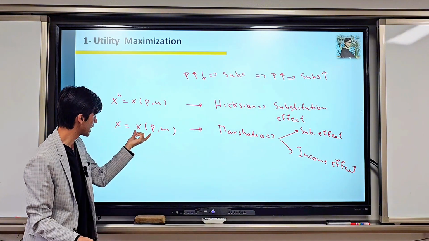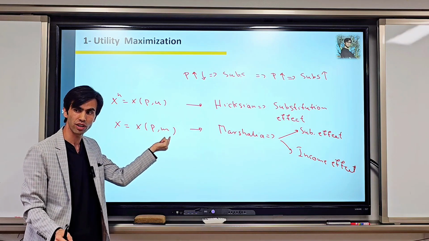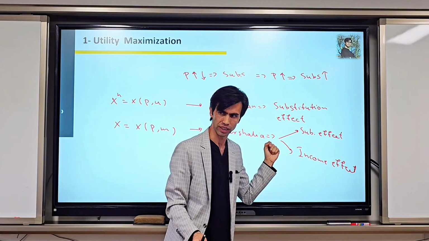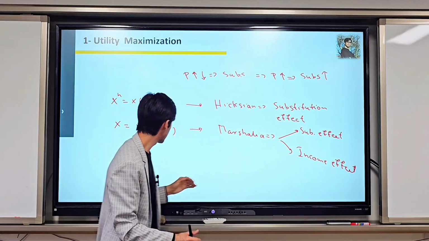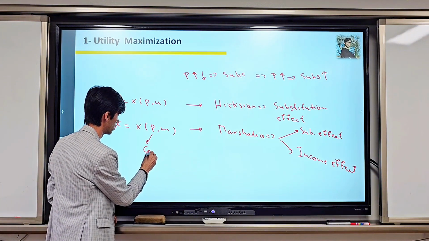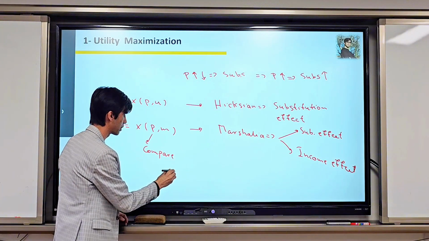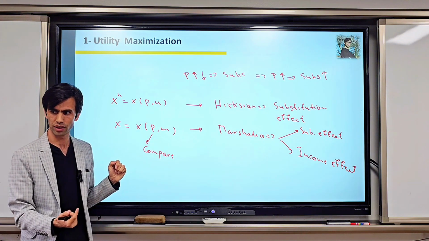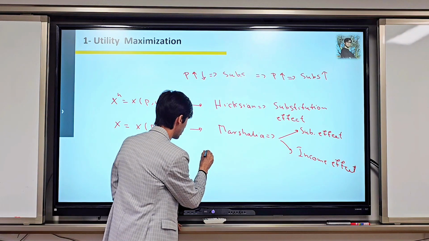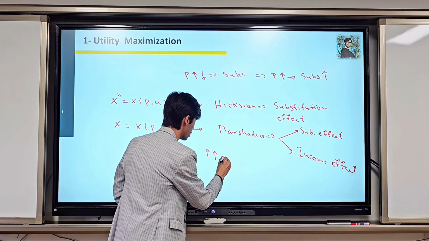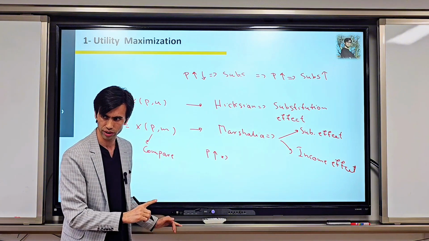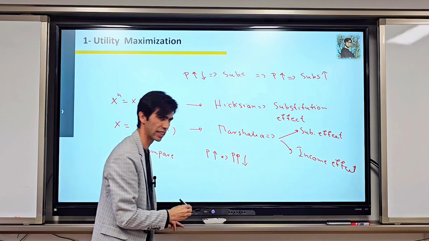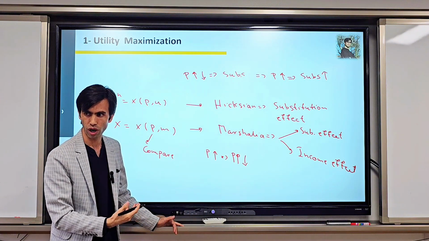But the Marshallian demand is a function of price and also income, so it shows both the substitution effect and the income effect. Again, the substitution effect comes from comparing the prices of two different goods. But when we talk about the income effect, what does it mean? It means that when the price of a good increases, your purchasing power would decrease.